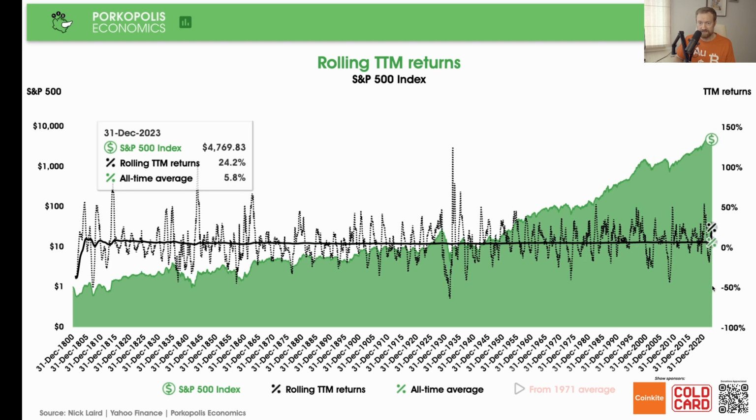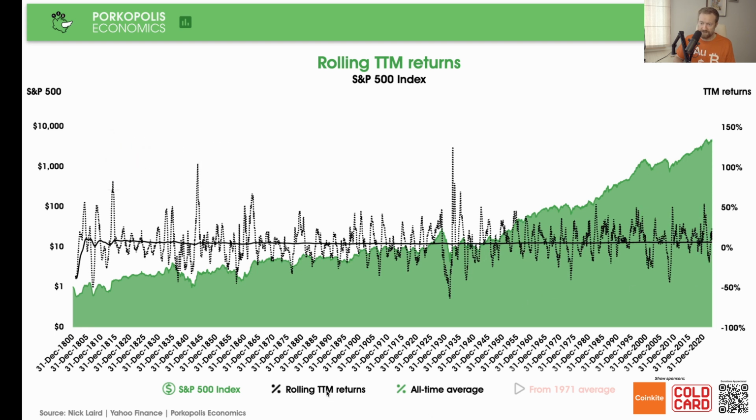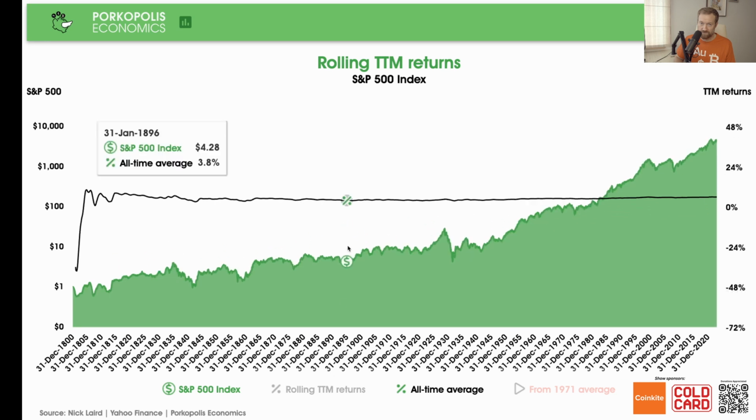Let's see if I can get exactly. December 2023, all-time average trailing 12-month return for the S&P 500, 5.8%. Okay. Let's take off the noise now. Let's remove these trailing 12-month returns. We just have the average. Okay. Now, let's look at it another way.